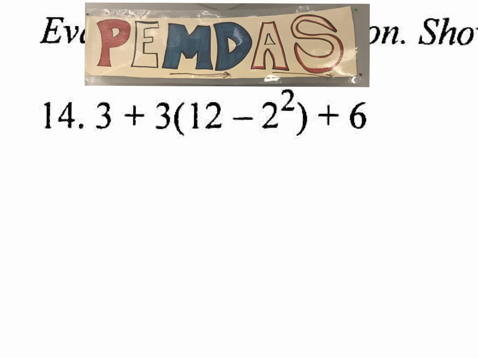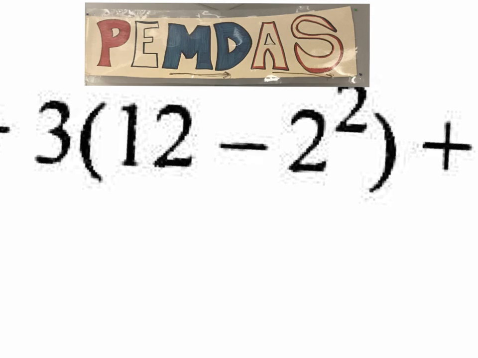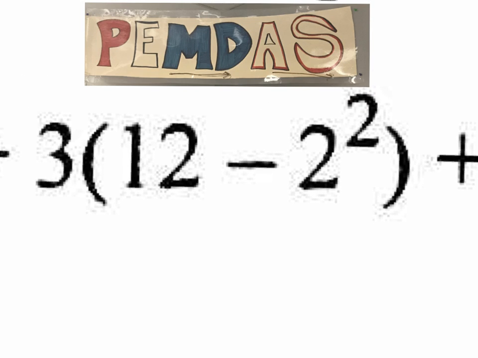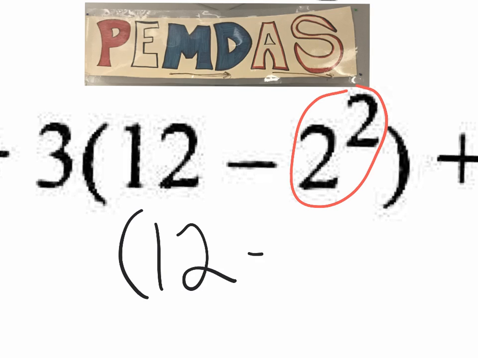So the first thing in PEMDAS is that P, which means that we need to zoom in and do whatever we can inside parentheses. So inside parentheses, we have 12 take away 2 squared. So we have a minus and we have an exponent. We're going to do exponents first. So I'm going to do 2 squared first. 2 squared is 4. So let me rewrite this thing. Parenthesis 12 take away 4, close parenthesis.